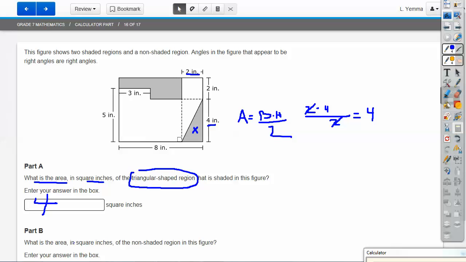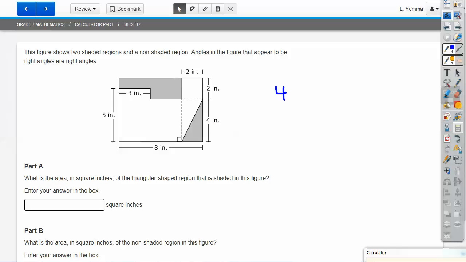Finally, what is the area in square units of the non-shaded region? Well, there are two ways I could do this. I could find the area of this, this, this, and this. Or I could find the area of the whole and subtract out the shaded regions. I think I want to do that. So the area of the whole thing is going to be 5 times 8, which is 40. So the area of the whole is 40.